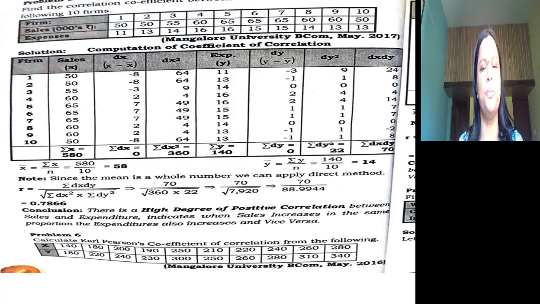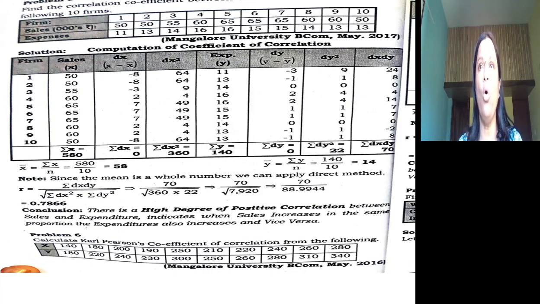You just look at the third problem. Information on 10 firms is given, 1, 2, 3, 4, 5, 6, 7, 8, 9, 10. Sales is given in rupees in thousands, and then expenses are given. We take sales as variable x and expenses as variable y. Summation x is 580 divided by the number of firms, that is 10, so that becomes 58. Then the sum of expenses is 140 divided by 10, so 14. We arrived at the actual mean of variable x as 58 and the actual mean of variable y as 14.